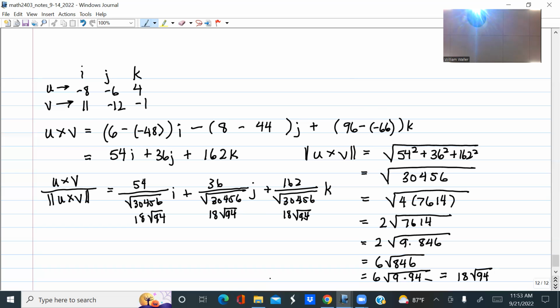Because 18 would go into 54 3 times. Is that right? So you would end up with 3 over the square root of 94 times i. And then 18 goes into 36 twice. So you'd have 2 over the square root of 94 times j.